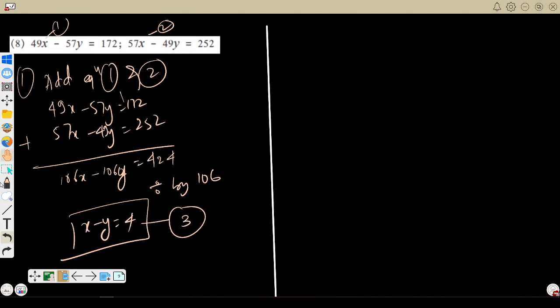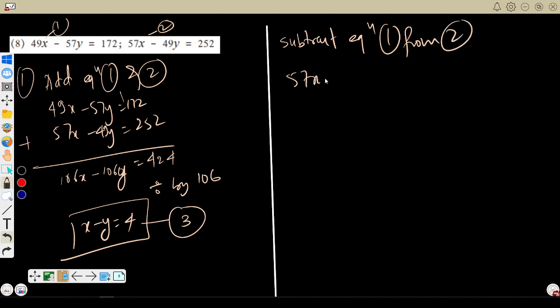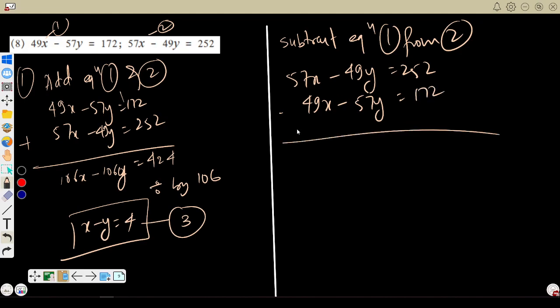Now I have only one equation. I need to find the other equation. So what we do is we subtract equation 1 from equation 2. Equation 2 is 57x minus 49y is equal to 252, minus the first equation was 49x minus 57y is equal to 172. As I said, if you subtract the equation, signs will change. This will be minus 49, this will be plus 57, and this will be minus 172.